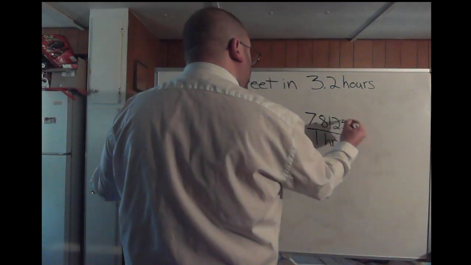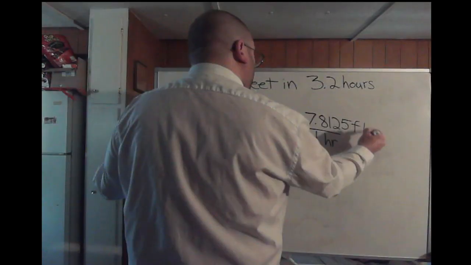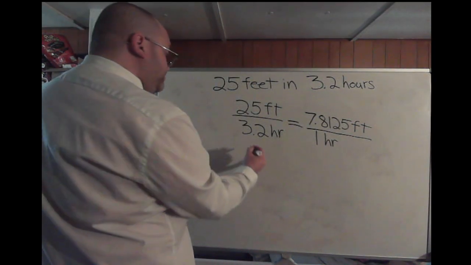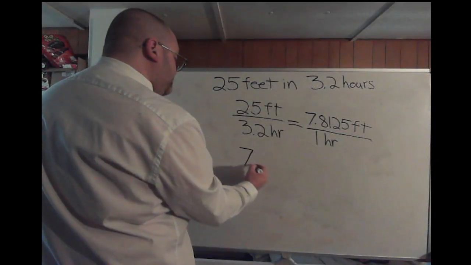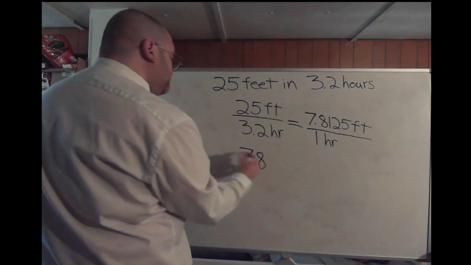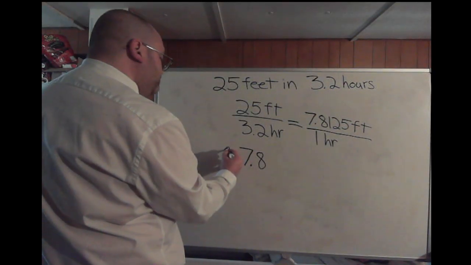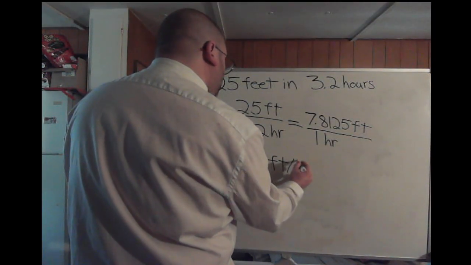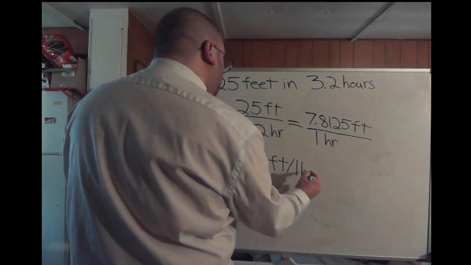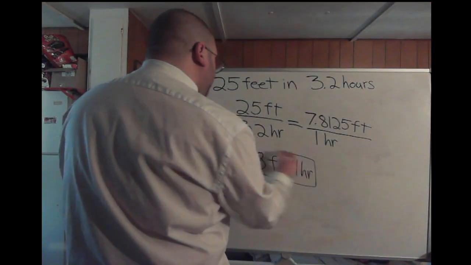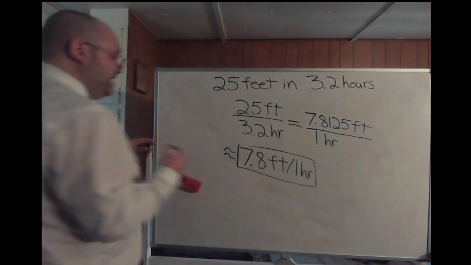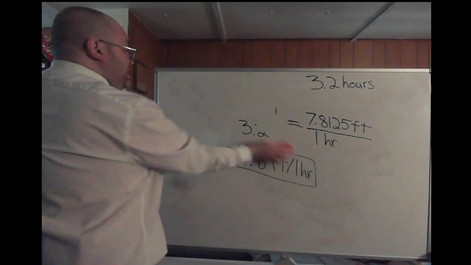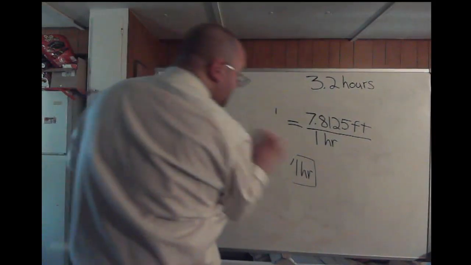7.8125. It's exactly 7.8125 feet. I think we should round to the nearest tenth. It'll go 7.8. So it's approximately equal to 7.8 feet in 1 hour. Or per hour. You don't even have to have that 1 there. It's just 7.8 feet per hour. So that's moving at about a snail's pace, I would say.